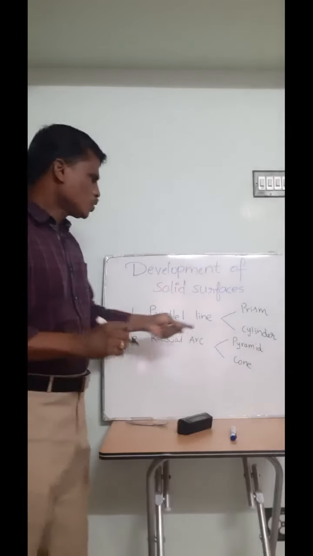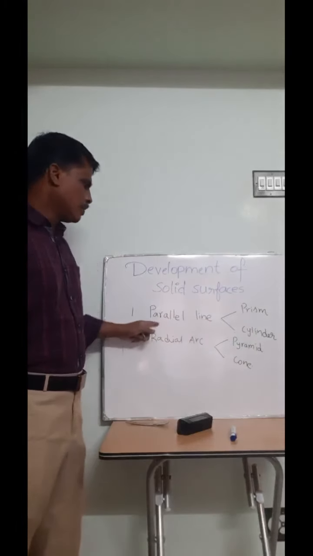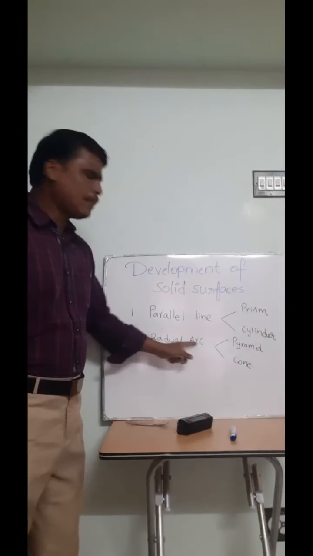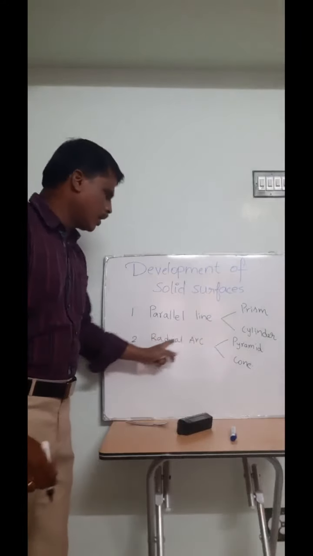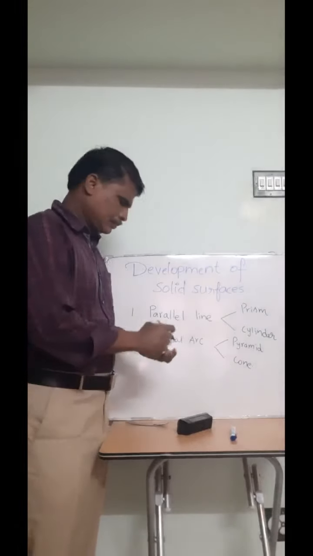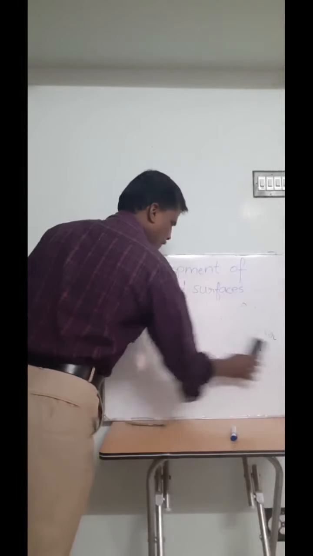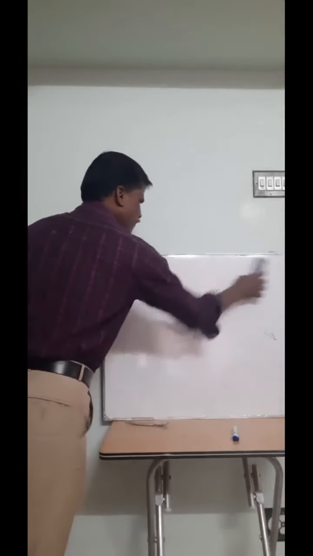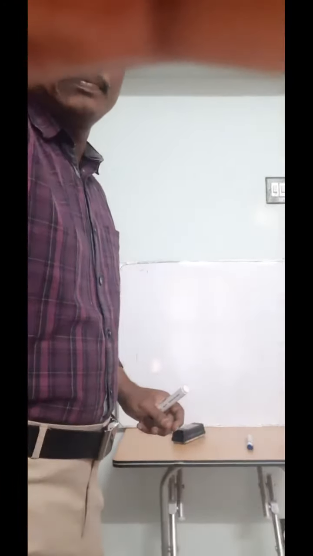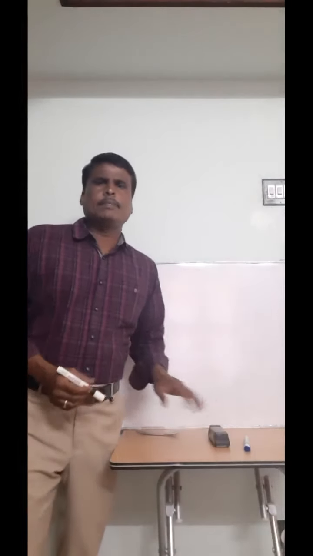So if I want to draw the development of prism or cylinder, then I will use a method called the parallel line method. If I want to draw the development of pyramid or cone, I will use the radial arc method, sometimes also called the radial line method. Now, I am going to explain the first method, that is the parallel line method.